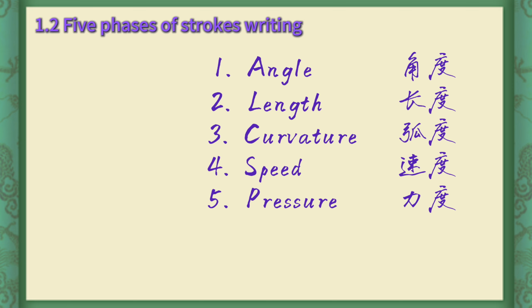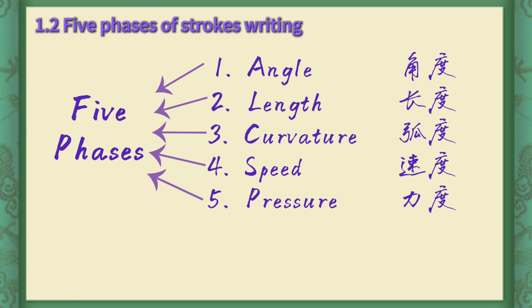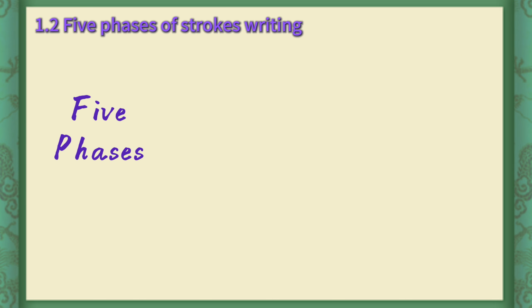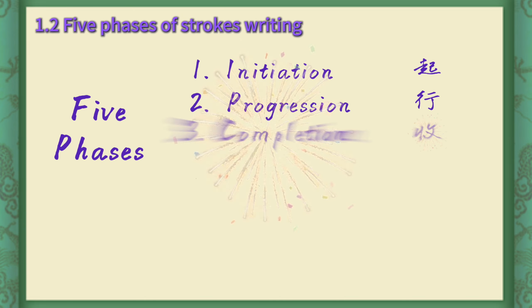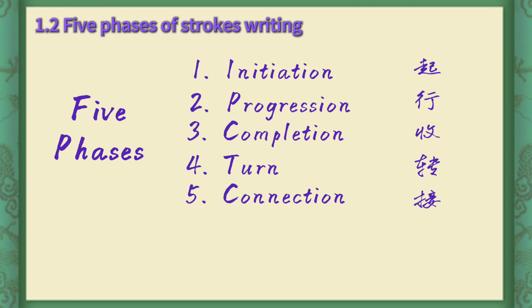ALCSP are not all about a stroke. In fact, there are 5 phases of writing strokes, and ALCSP can exist and vary in each phase. In general, the 5 phases are initiation, progression, completion, turn, and connection. Not every stroke has those 5 phases. Some strokes may have 2, some have 3 or 4 or 5. You can remember them by IPCTC or 起行收转接 in Chinese.